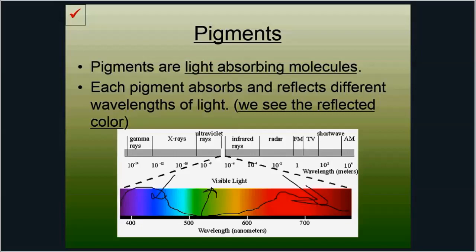So each pigment absorbs and reflects different wavelengths of light, and we see the reflected color, which is green. So if you could say, maybe what are plants' least favorite color, then that would be green. It's the one that they do not absorb that wavelength of light.